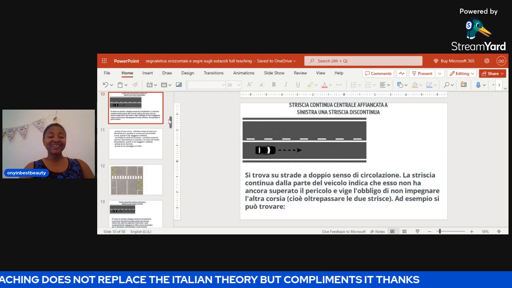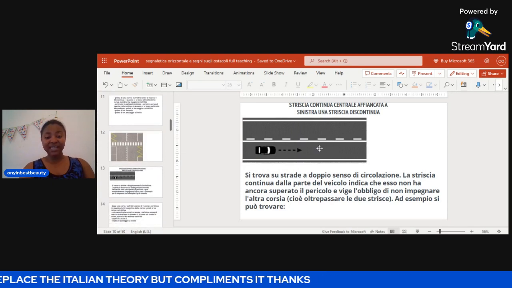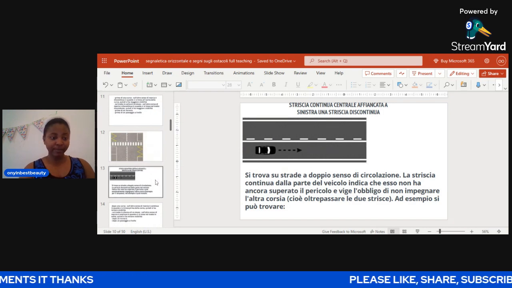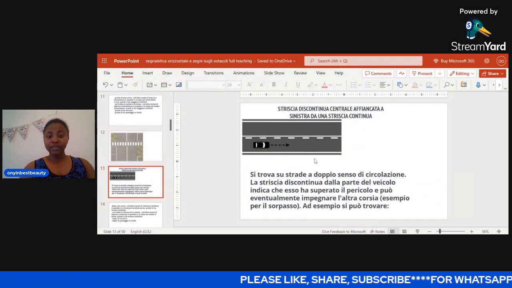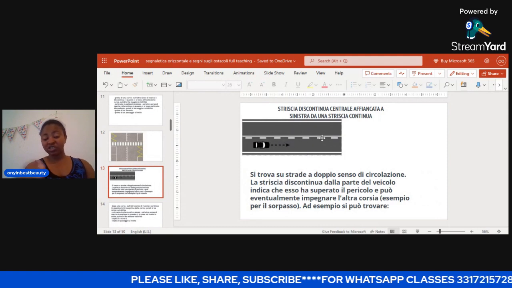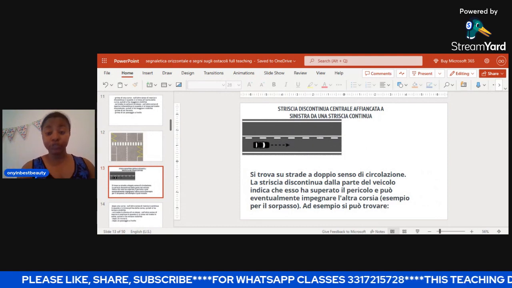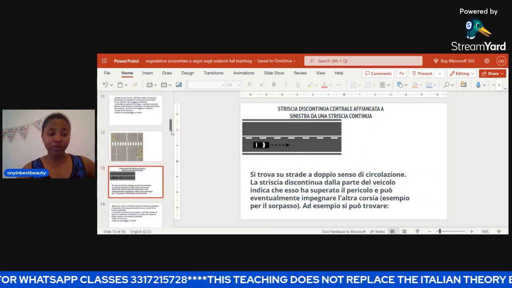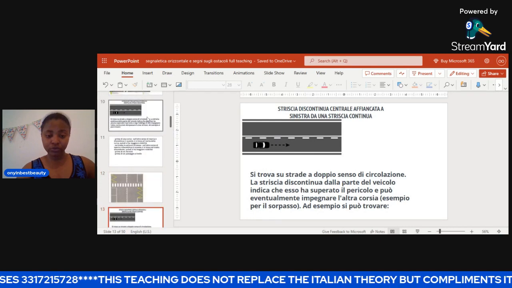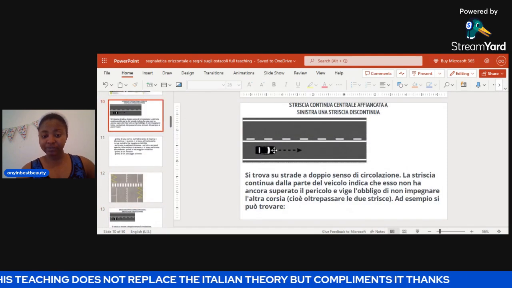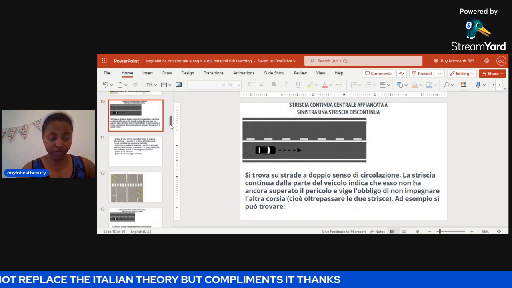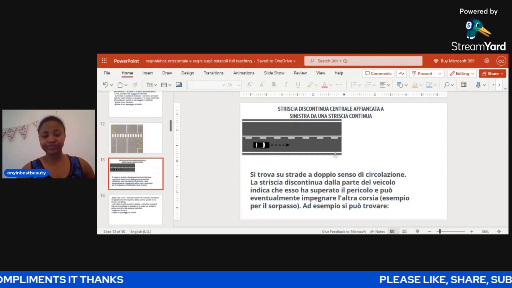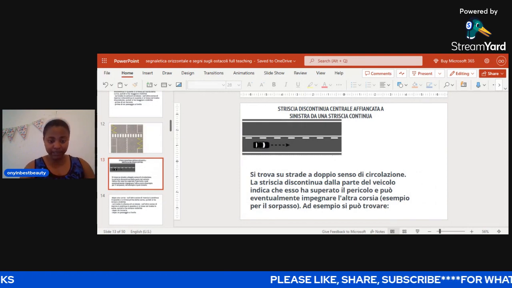Okay, guys, let us see another one now. This particular striscia discontinua is on the left side. This time around, they don't put them on the right side, so it's just a swap of position. Remember, initially, I'm going to go back to the first photo so that you don't get confused. Initially, it was a continuous line beside the car. Look at it very carefully. Now, it is a discontinuous line beside this car. So, let's see what it says.